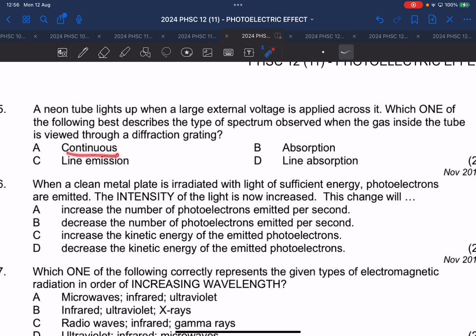Let's see. Continuous, no idea. Absorption, line spectra, emission.